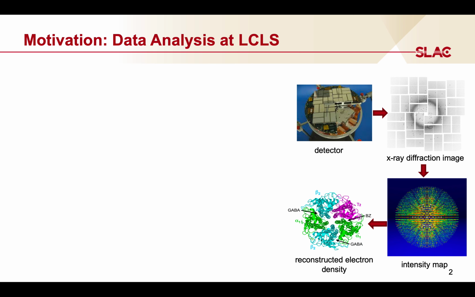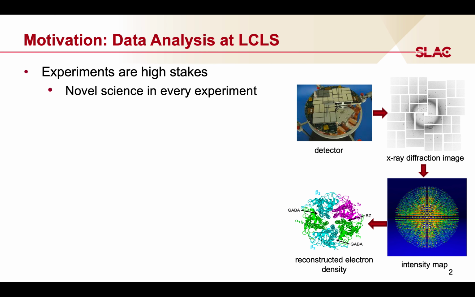One of the things about LCLS is that because the time on this machine is so incredibly scarce, the experiments are very high stakes. That means there's a big push to do novel science in every single experiment, so the data analysis also becomes novel in every single experiment. And because of this novelty and uncertainty of doing things that are new, people end up writing, debugging, and executing their code on the fly. This is during the experiment itself.